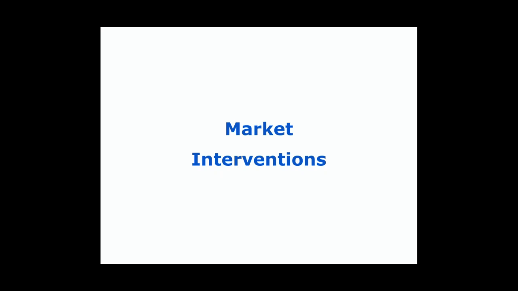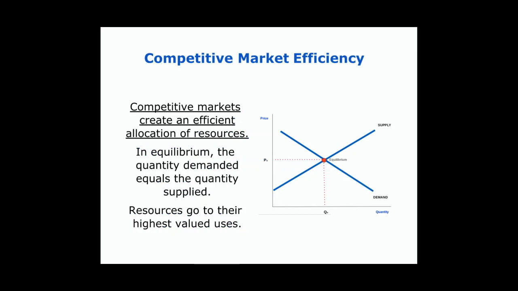In this video, we're going to talk about market interventions. Now, we know that the competitive market creates an efficient outcome. It creates an efficient allocation of resources. When we're in equilibrium, we have a balance between the supply and demand, between the plans of suppliers and the plans of buyers, and resources go to their highest value uses.